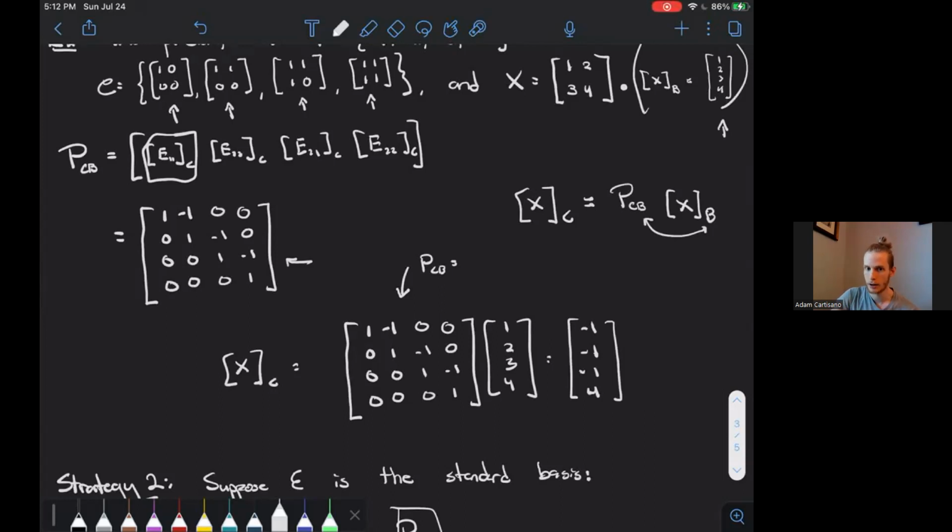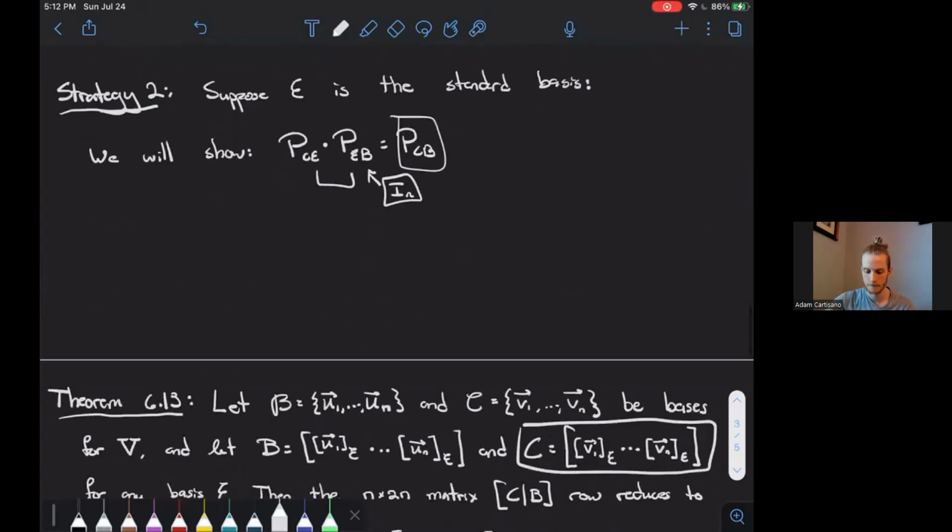If you had two arbitrary bases, you can write each of them with respect to the standard basis, and then just row reduce to get the change of basis matrix between them. Row reduce the augmented matrix.